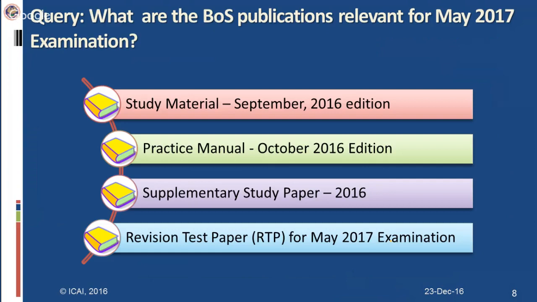For revision purposes, the Institute comes out with the Revision Test Paper for the May 17 examination. For each and every paper, we come out with a separate RTP for each examination. For May 17, the RTP for the May 17 examination will be relevant. In this RTP, the updates from the notifications and circulars issued between 1st May 2016 and 31st October 2016 are covered. So for those updates, you should refer to the RTP. And for revising your whole syllabus of Part 1 Taxation, Income Tax, you should practice the questions and answers given in the RTP.